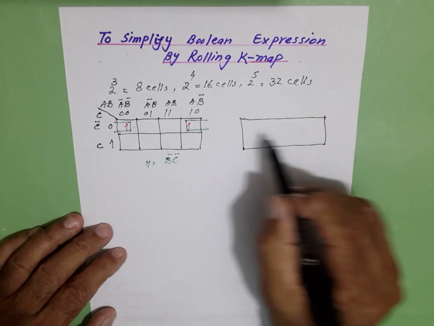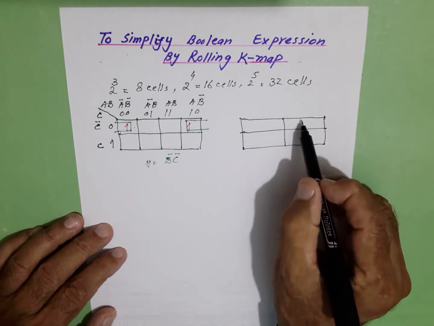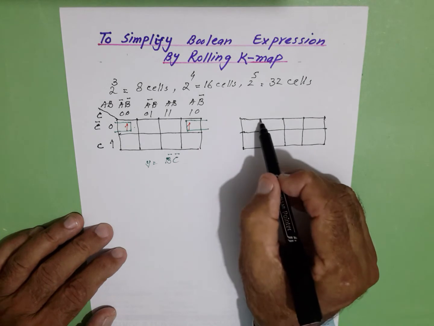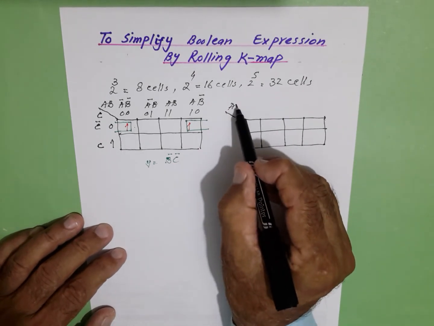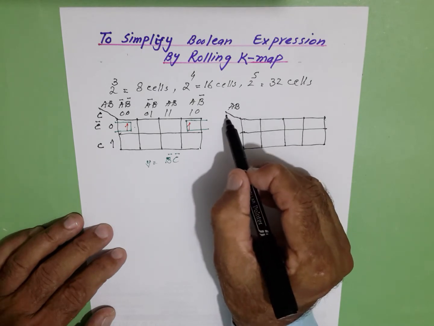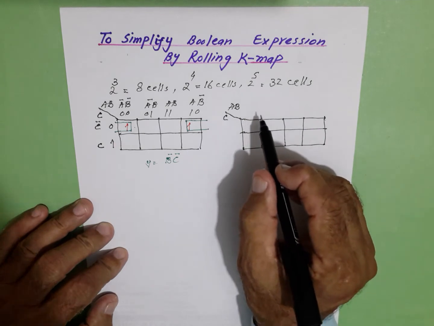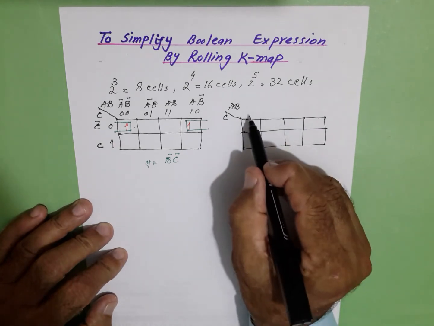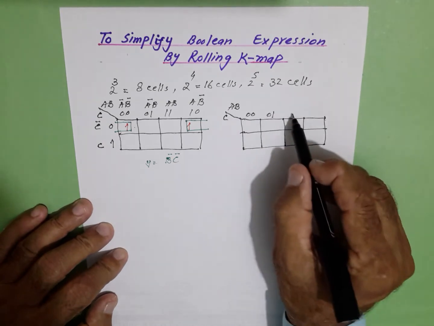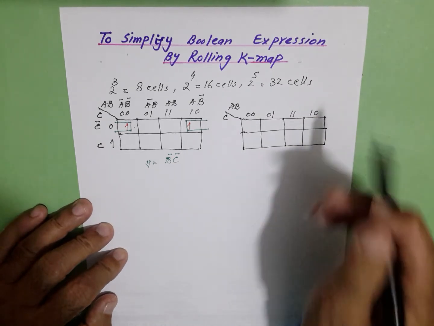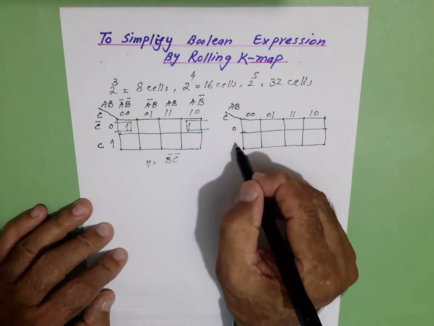Now next example. Eight cells. A, B, C, 3 inputs. There are 8 possible combinations in truth table, and in case of K-map there are 8 cells. We can write 0, 0, 0, 1, 1, 1, 1, 0. This is called gray code. This is going to be explained later. C can be 0 and it can be 1.